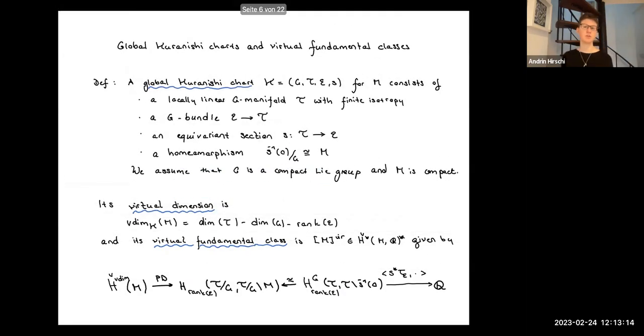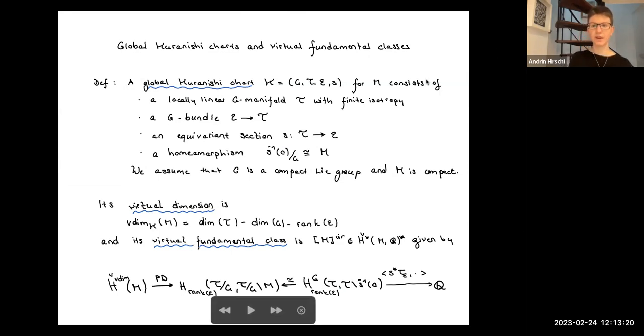Now, this is essentially the situation a global Kuranishi chart wants to model. So if you're given some space M here, then a global Kuranishi chart for M consists, first of all, of a symmetry group G, which we will assume throughout to be compact, and some manifold T, which we call the thickening, for reasons which will become apparent as soon as I talk about the construction. So we assume that T is a G-manifold where G acts almost freely and also locally linearly. And this second condition is a technical assumption, which is always satisfied if T is smooth and G is a smooth group, G acts smoothly.